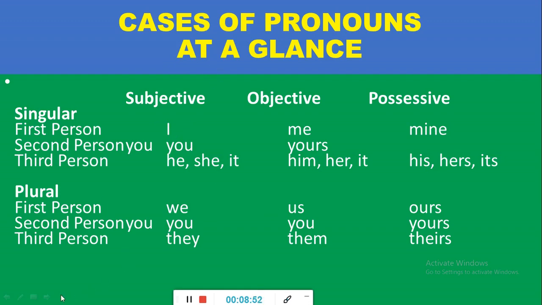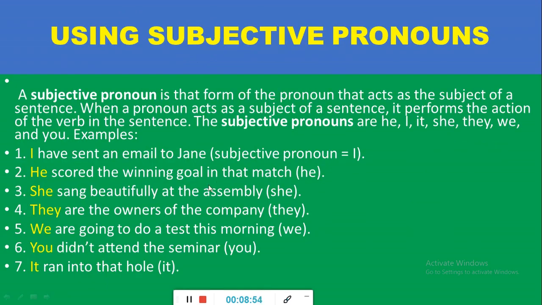Now let's begin to look at the correct uses of the various cases of the pronoun. We start with using subjective pronouns. Now, first, what is a subjective pronoun? A subjective pronoun is that form of the pronoun that acts as the subject of a sentence. When a pronoun acts as a subject of a sentence, it performs the action of the verb in the sentence. The subjective pronouns are he, I, it, she, they, we, and you.